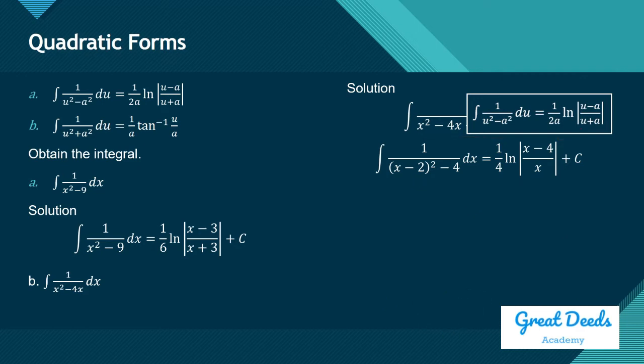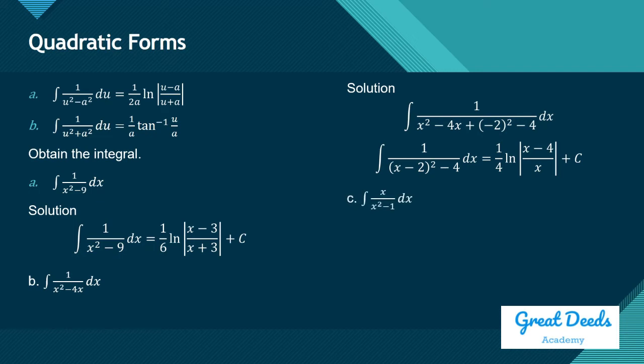So this one really requires careful observation and careful writing, okay? You need that. So this is our answer. The integral of 1 over x squared minus 4x is equal to 1 over 4 times ln of the absolute value of x minus 4 over x plus c.